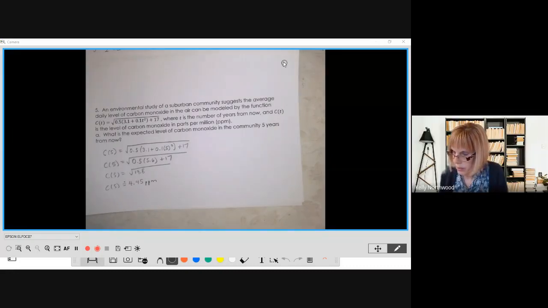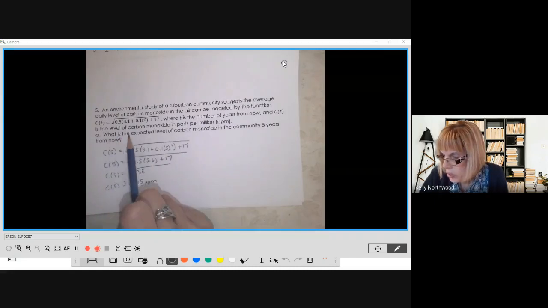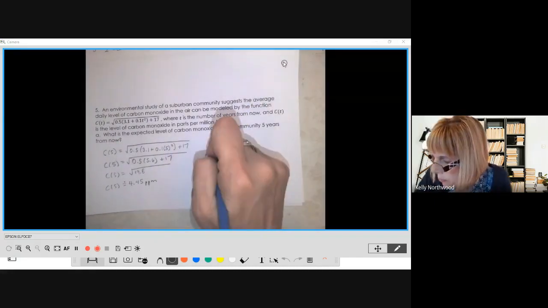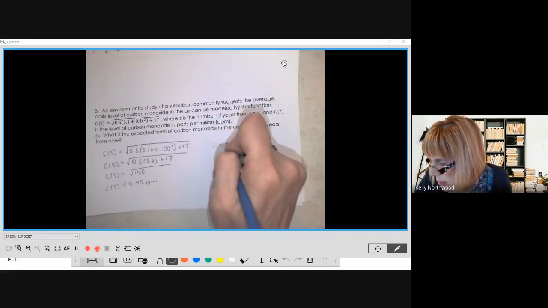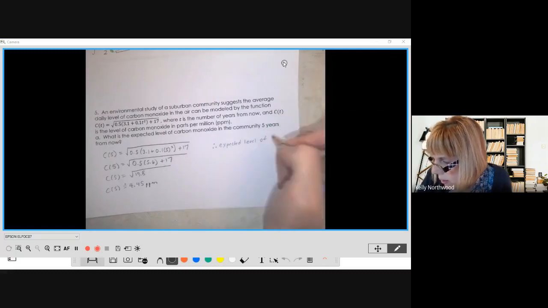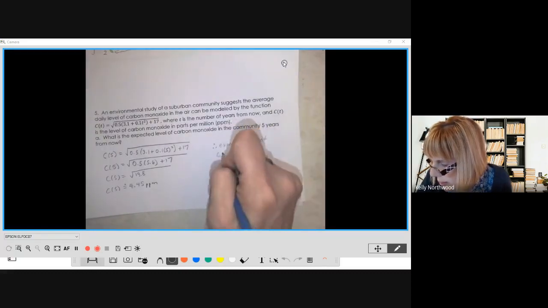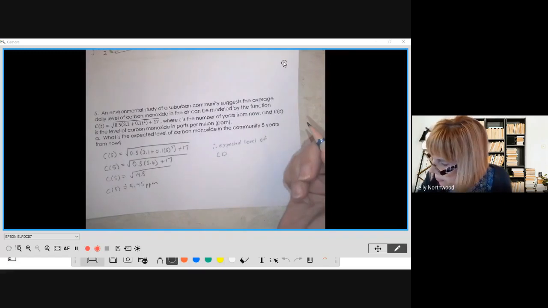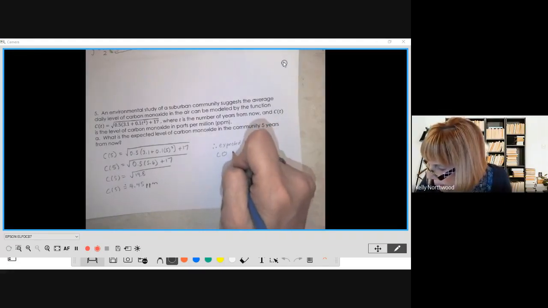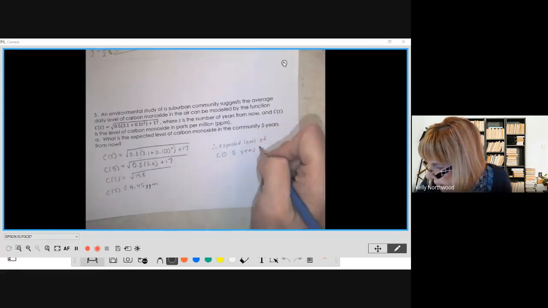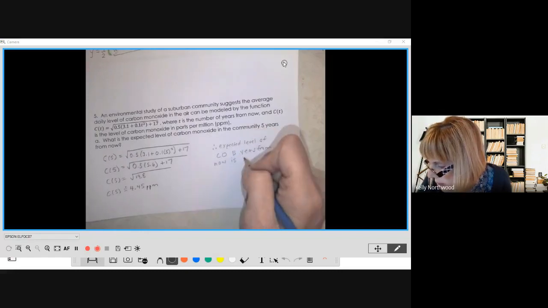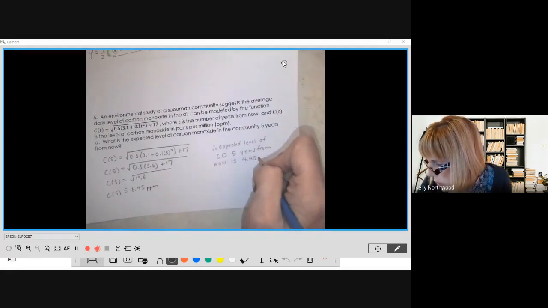Okay, great. All right, so then let's answer our question. What is the expected level of carbon monoxide in the community 5 years from now? So therefore, expected level of carbon monoxide, is that just CO, guys? Yeah. Awesome. 5 years from now is 4.45 parts per million.